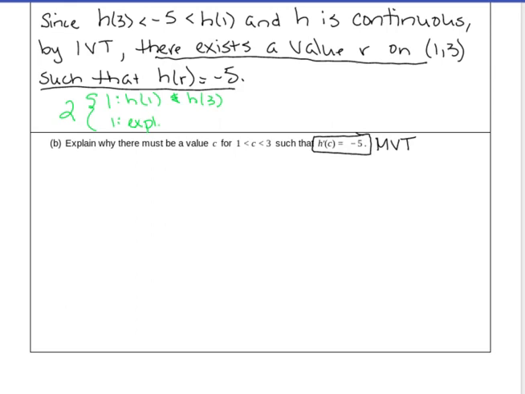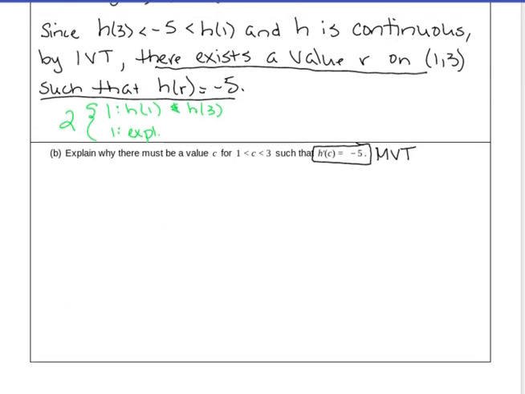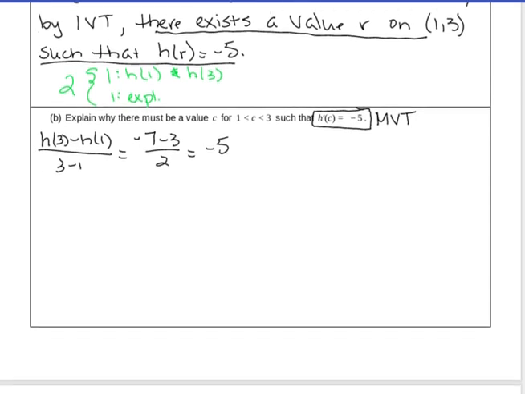So what we need to do then is find the average rate of change on the interval. So we're going to be looking at h of 3 minus h of 1 all over 3 minus 1. And so we get that that is equal to, well, we just found those values up at the other problem. So negative 7 minus 3 all over 2. So we get negative 5. So the average rate of change over the interval is negative 5. And we're trying to guarantee that the instantaneous rate of change is negative 5.